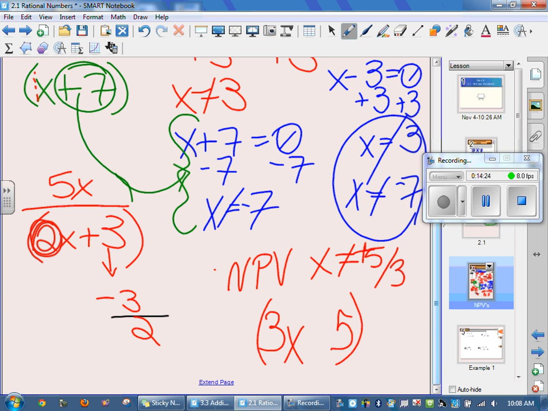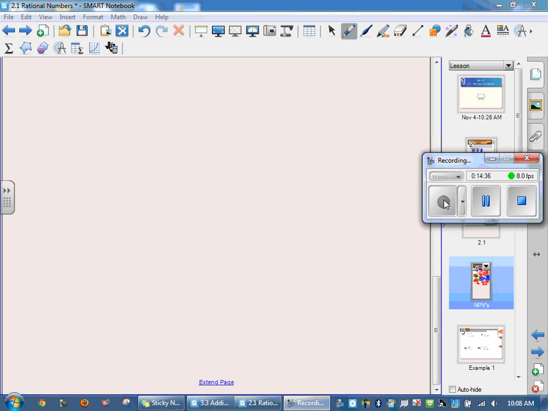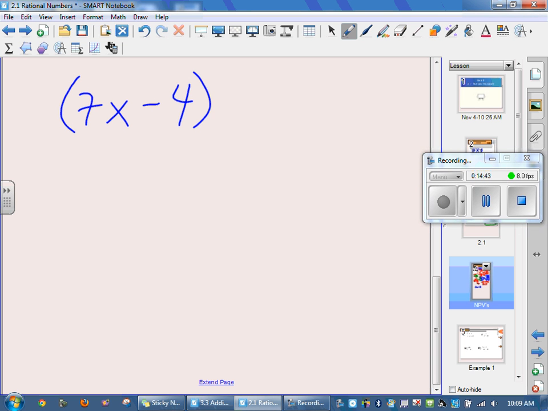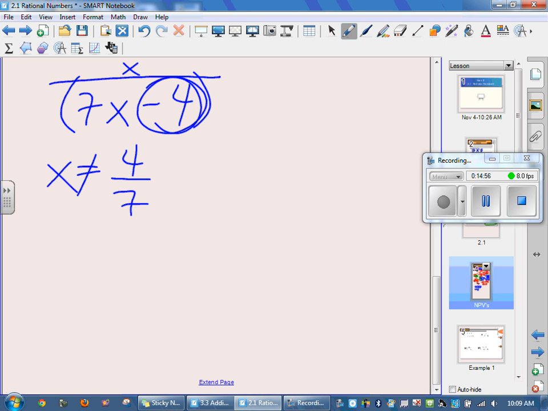Okay, that's working backwards. That's all it's showing us to do. Let's take a look at another one of those. I've got 7x minus 4. What is the non-permissible value? That's my denominator. Let's say I've got x on top. 4 over 7. So x cannot be 4 over 7, okay? Opposite sign of this guy, opposite sign. So positive 4. Guy in front of x goes in the bottom. Okay, that's all it is.